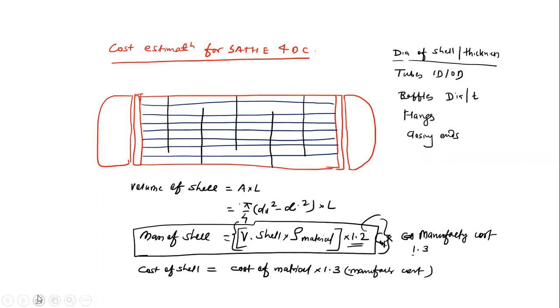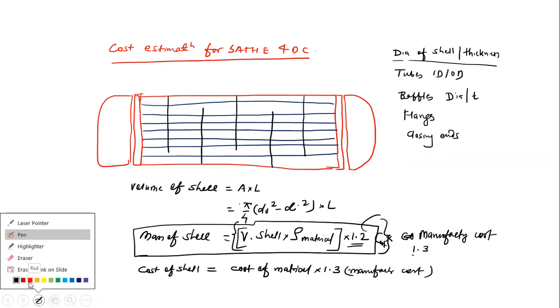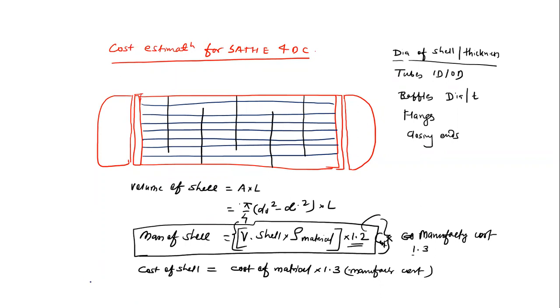Similarly, I just demonstrated this for shell. Similarly, you can find out for tubes. So we know the number of tubes, find out the material going into one tube, 20% extra, find out the cost per kg, you get the total cost of material for one tube, into manufacturing cost, 30%. This will give you the cost of one tube, and into number of tubes. Similarly, we have flanges.